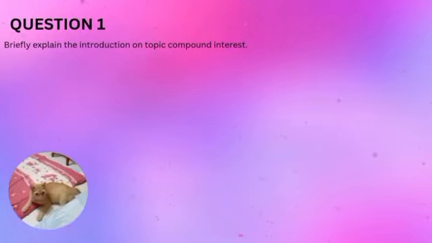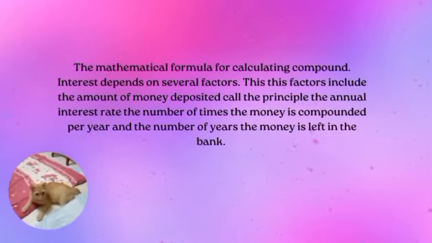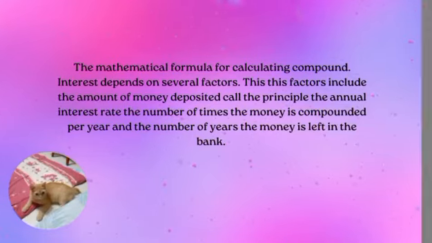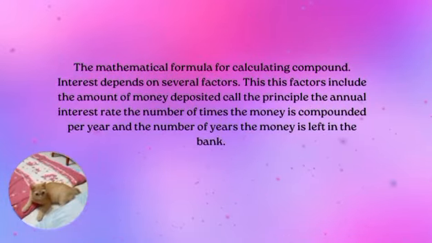Question 1. Briefly explain the introduction on topic compound interest. The mathematical formula for calculating compound interest depends on several factors. These factors include the amount of money deposited, called the principal, the annual interest rate, the number of times the money is compounded per year, and the number of years the money is left in the bank.